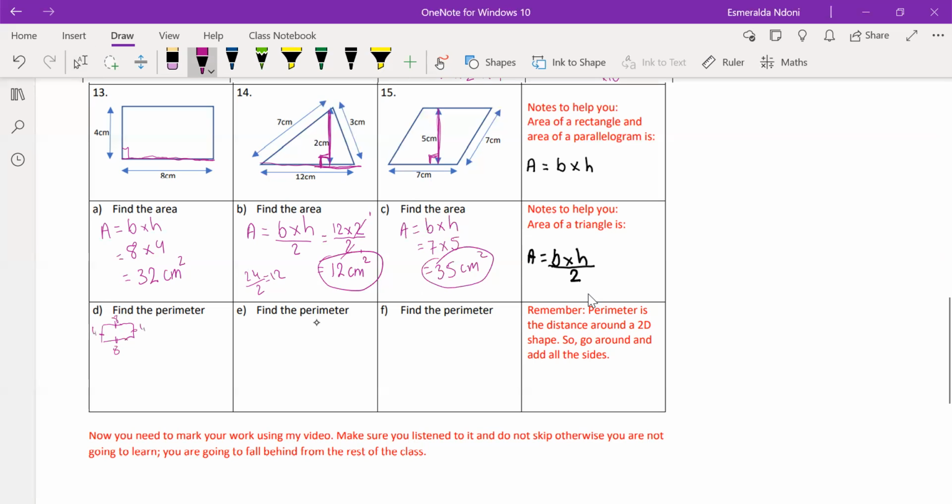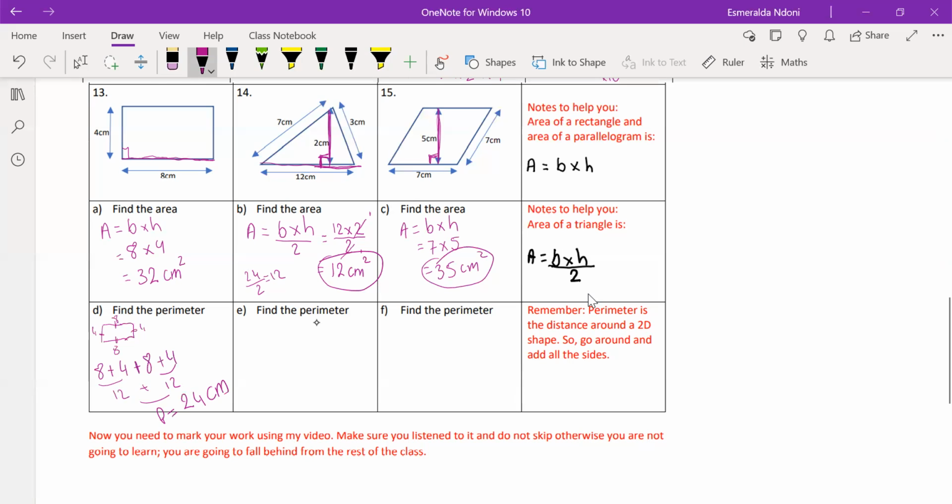So let's do just that. 8 plus 4 plus 8 plus 4. These two give me a 12, and these two give me a 12. So together, they give me a 24 centimeters. Perimeter is 24 centimeters. That's the unit. Okay, let's move on to the next one.